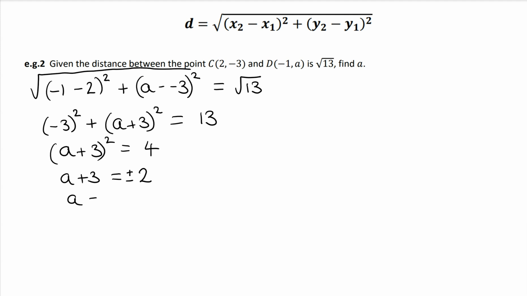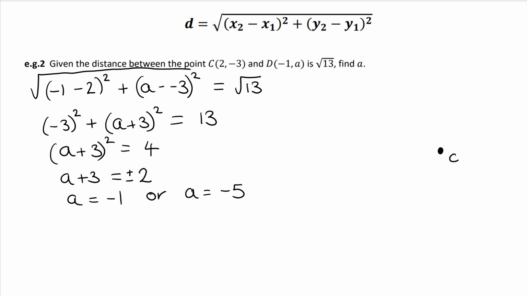So now what I'm going to do is take away 3 from both sides. So I take away 3 from the positive 2, which is going to give me negative 1. But I also have a second solution, and that's when I take away 3 from the minus 2, I get a equals minus 5. You might be thinking why there are two solutions. I'll do a little quick sketch to show you how.